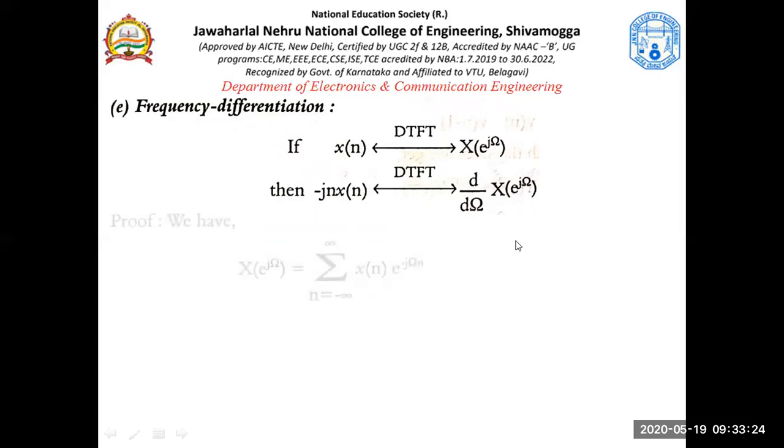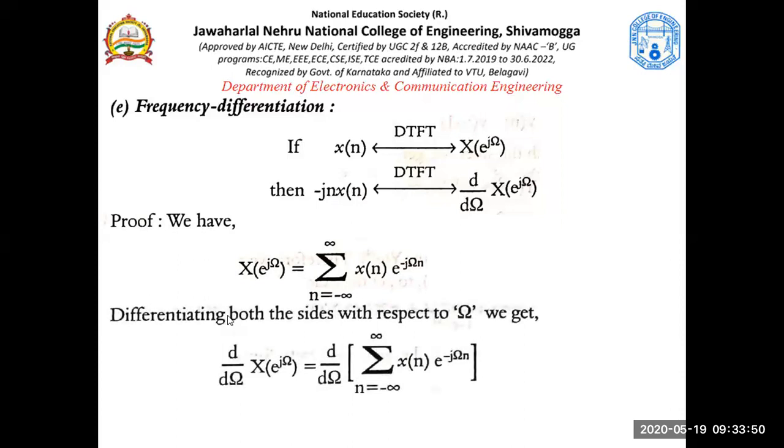Fine. So let's see the proof of this. If you do this, the time domain signal is accompanied by minus jn. In the Z domain it was minus n x of n, dy dz, that was happening. Here it is minus j into n on the time domain. So let's consider the same equation.